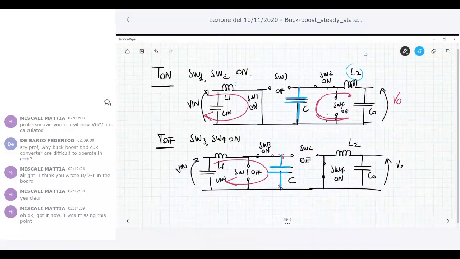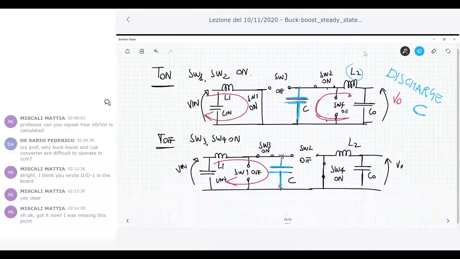Look at what happens to the capacitor. During the T-on phase, the charge accumulated in the capacitor C is shared with the output side, provided to the output side. So if you want to call T-on by the term discharge or charge, referring to the capacitance, you have to call this phase a discharging phase, because it discharges the capacitance C.